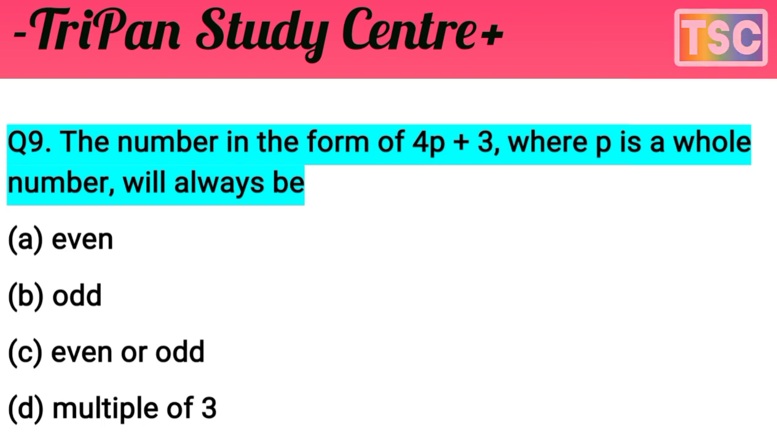Let's see what the answer is for this question. The question is clear. The number is of the form 4p plus 3, where p is a whole number, will it always be even, odd, even or odd, or multiple of 3? The correct option is odd, because 4p plus 3, where p is a whole number, will always be an odd number. Option B is correct here.